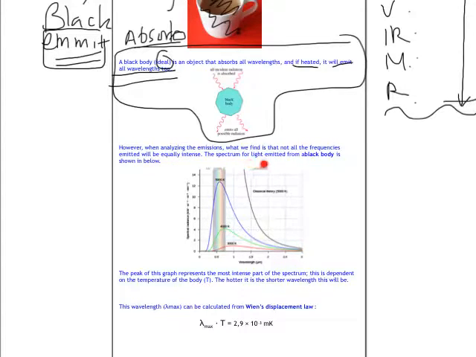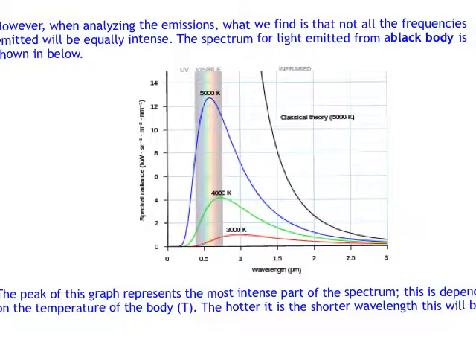What we find is that not all the frequencies emitted will be equally intense. The spectrum of light emitted from a black body is shown below. Okay, so if we have a look at this graph, imagine this perfect black cup of coffee. We get some sensors and we look at the intensity. Now, I know it doesn't say exactly intensity, but just assume that this is proportional to it, against the wavelength for that cup of coffee. Let's imagine it's that green line. What we find is that it follows a kind of bell curve shape.